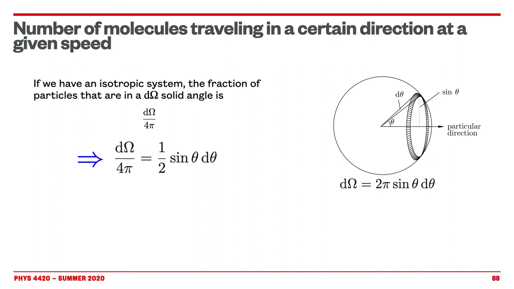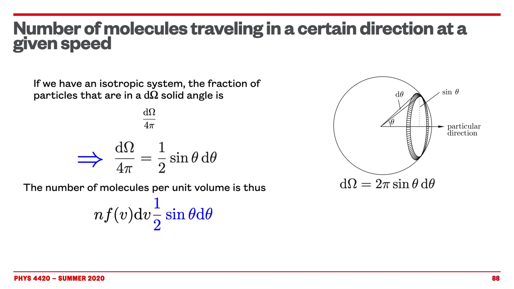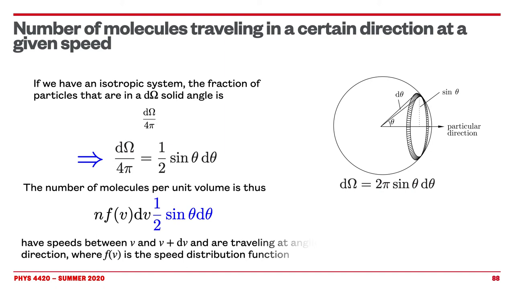Okay. Now we can go one step further. We can calculate the number of particles. So d omega over 4 pi is the ratio of particles corresponding to all the particles. But we already know all the particles that go at a velocity between v and v plus dv. This is what we did two slides ago using the Maxwell-Boltzmann equation. Those particles that we studied before were n, the density of particles, times f(v) dv, which is the Maxwell-Boltzmann equation. So by multiplying by 1/2 sine theta d theta, we get the total number of particles that have a velocity between v and v plus dv, and also an angle between theta and theta plus d theta. So that's really nice. Okay, that's almost there, because now what we need to know is what these particles do.